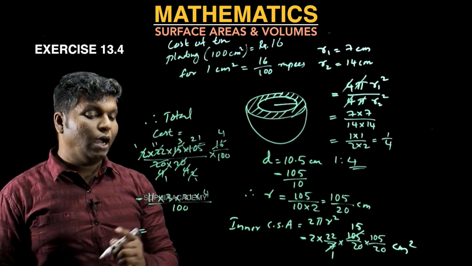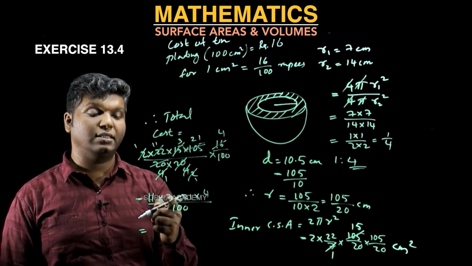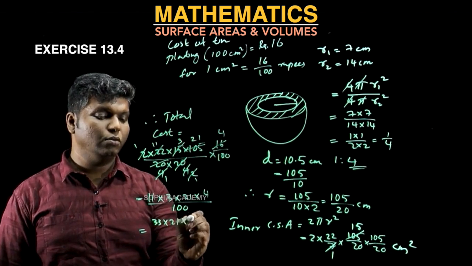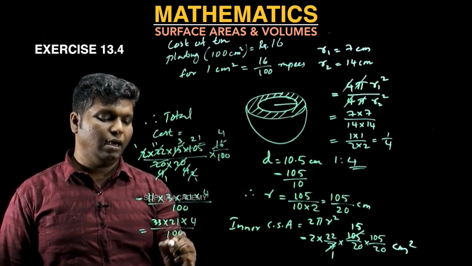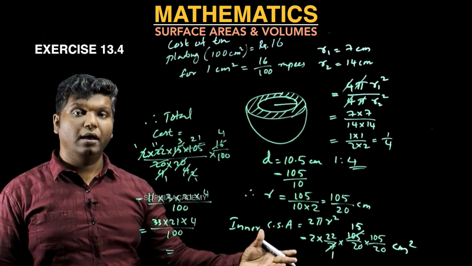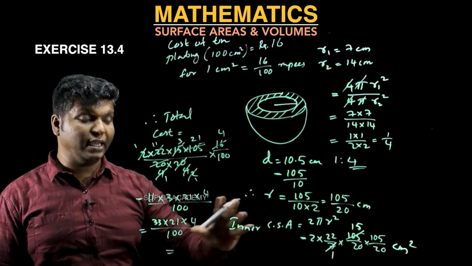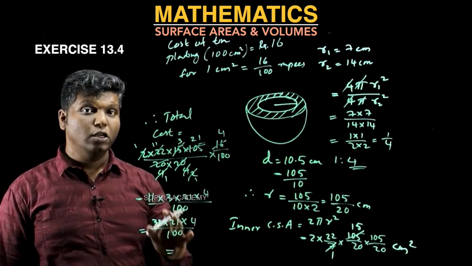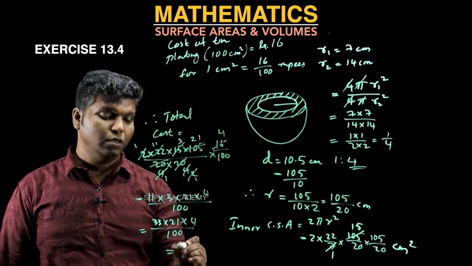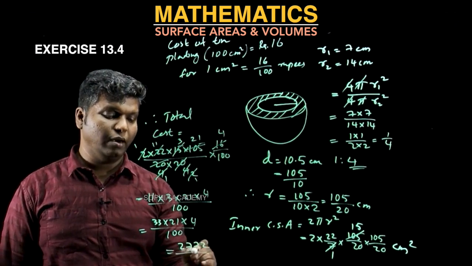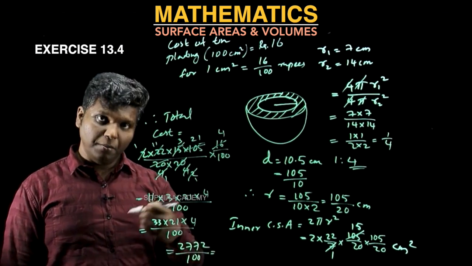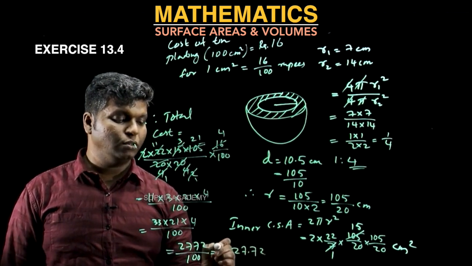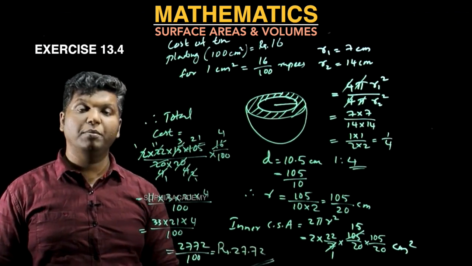Now, this is equal to, how can you write this? 11 into 3, you can write as 33. 33 into 21 into 4, the whole divided by 100. When you are multiplying this in your working area, just multiply them together and finally you will get 2772. 2772 divided by 100. Instead of dividing by 100, bring 2 places here, so you can write 27.72, that much rupees. So that will be the total cost.